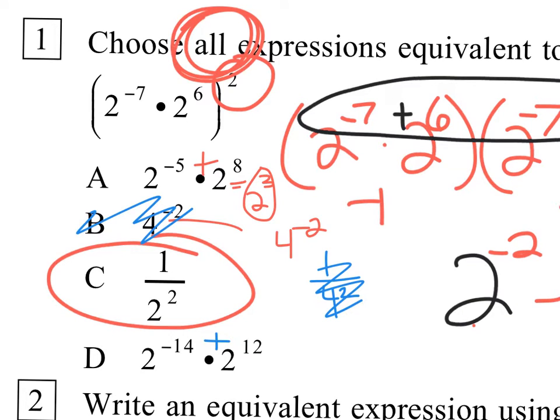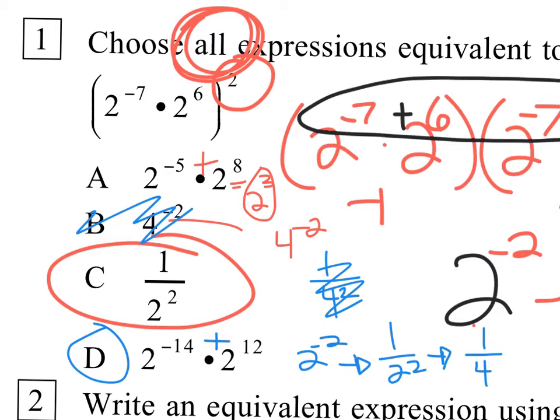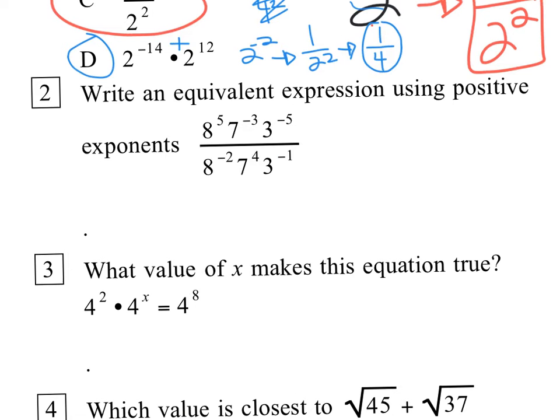You add here, I get 2 to the negative 2. Interesting. Negative 14 plus 12 is negative 2. From there, I'm going to get 1 over 2 squared, which is what I want. We have a winner. Here's the deal. This could also change to 1 over 4. 2 times 2 is 4. That could also be a possible answer, just to give you a heads up.